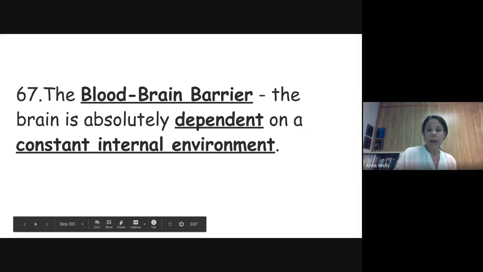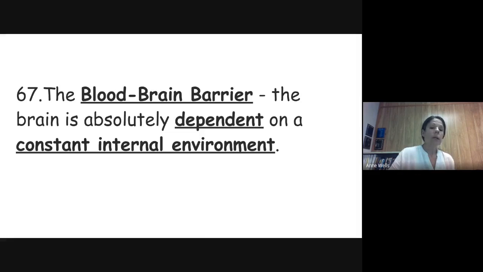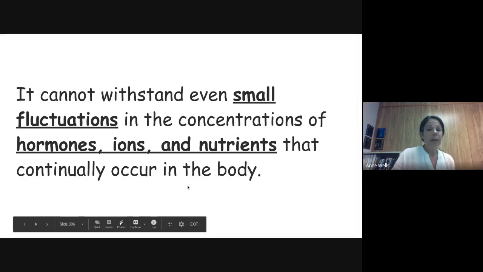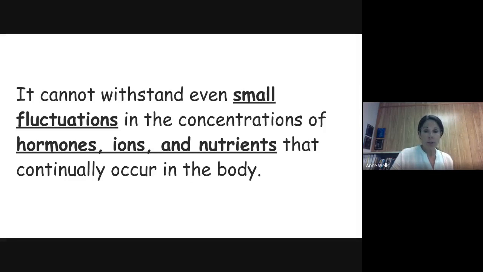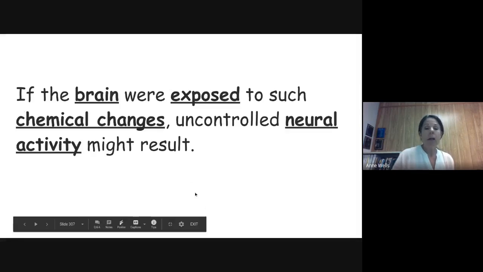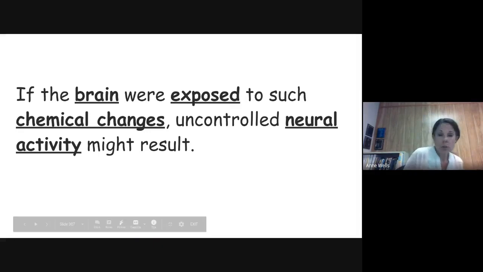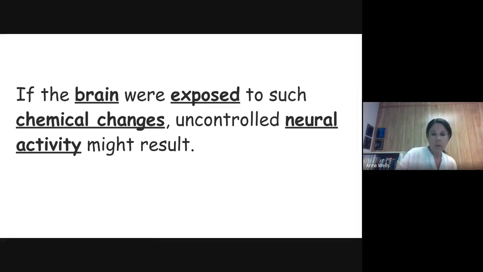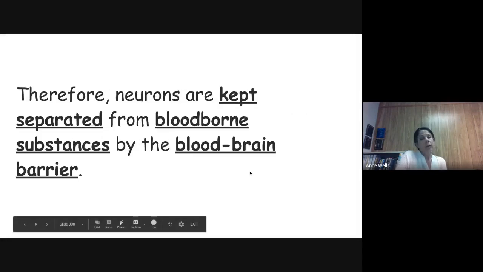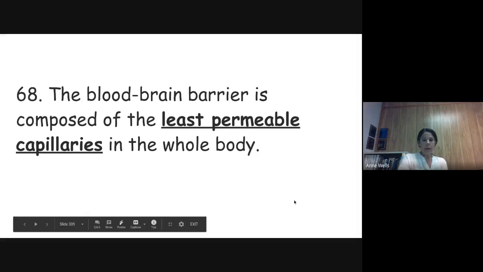Number 67, the blood-brain barrier. The brain is absolutely dependent on a constant internal environment. It cannot withstand even small fluctuations in the concentration of hormones, ions, and nutrients that continually occur in the body. If the brain were exposed to such chemical changes, uncontrolled neural activity might result. Therefore, neurons are kept separated from blood-borne substances by the blood-brain barrier.